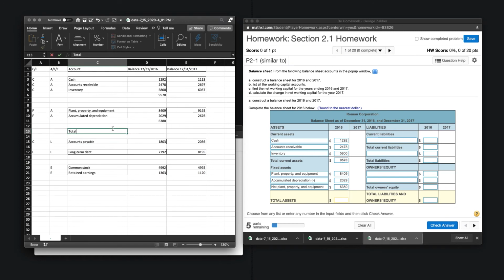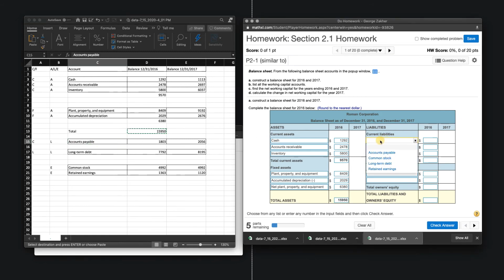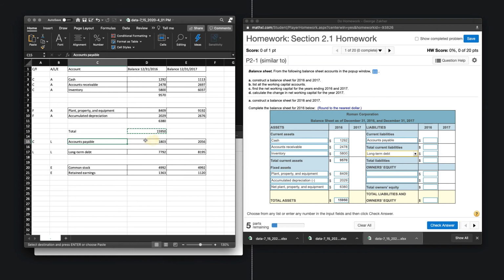So now we can move on to our liabilities, starting with our current liabilities, so the accounts payable, and then we have our long-term debt. So accounts payable, and they're going to ask again for our total current liabilities. In this case, there's just one, which is the accounts payable. So we're going to just enter it again. And then we have our long-term debt. And we need to total those up.